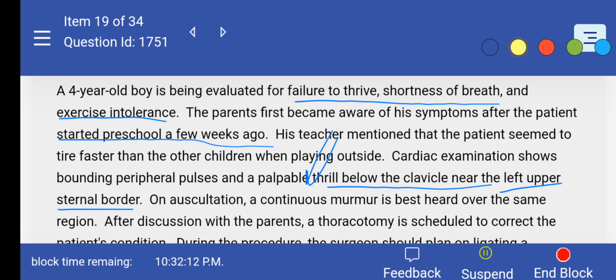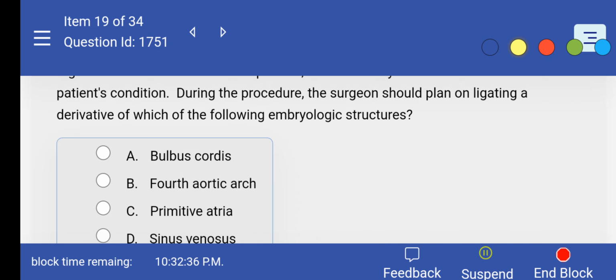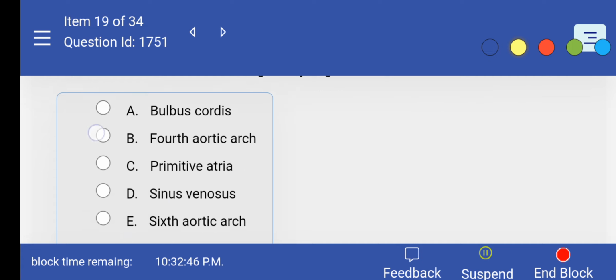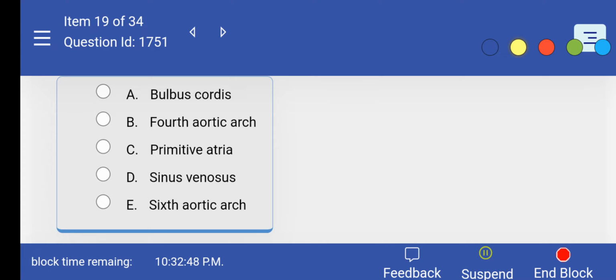Remember this point, right? Below the clavicle, and left upper sternal border. On auscultation, a continuous murmur is best heard over the same region. After discussion with the parents, a thoracotomy is scheduled to correct the patient's condition. During the procedure, the surgeon should plan on ligating a derivative of which of the following embryologic structures: bulbus cordis, fourth aortic arch, primitive atria, sinus venosus, or sixth aortic arch.